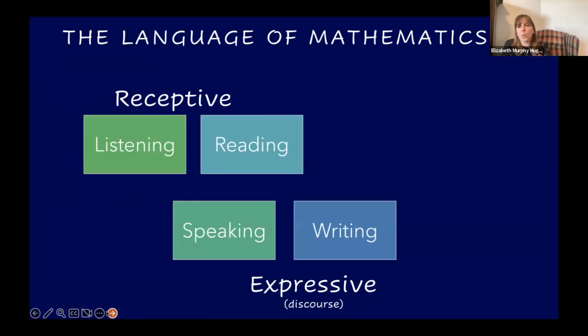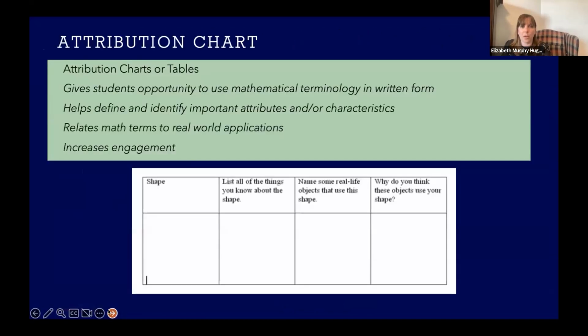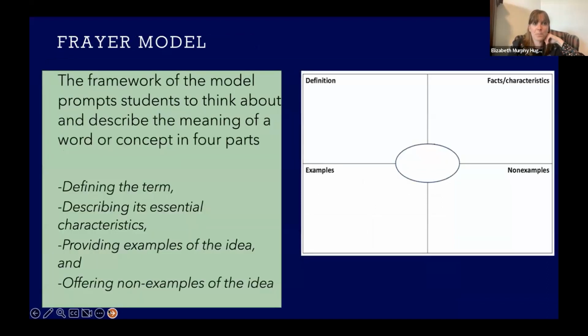When we talk about language, we have receptive and expressive language. When we're talking about written expressive language, that's really where we're talking about writing. So you can have an attribution chart. This is math writing. This is an easy way for students to draw, list, write things related to elements of mathematics. Another way to engage students with writing is through the Frayer model.